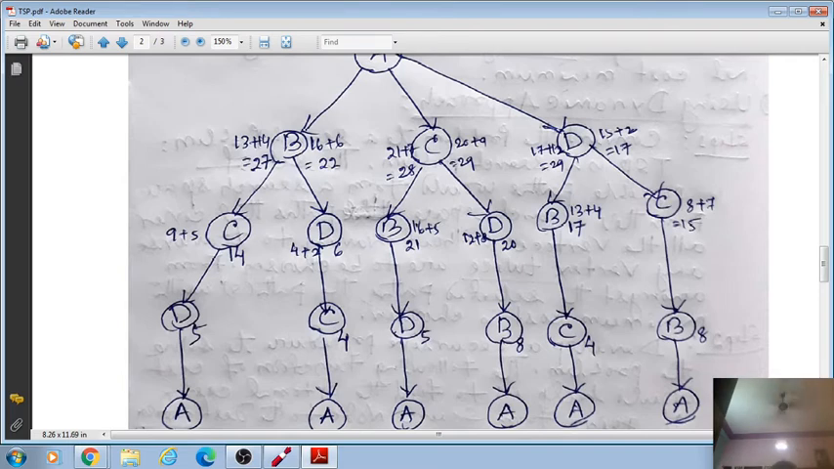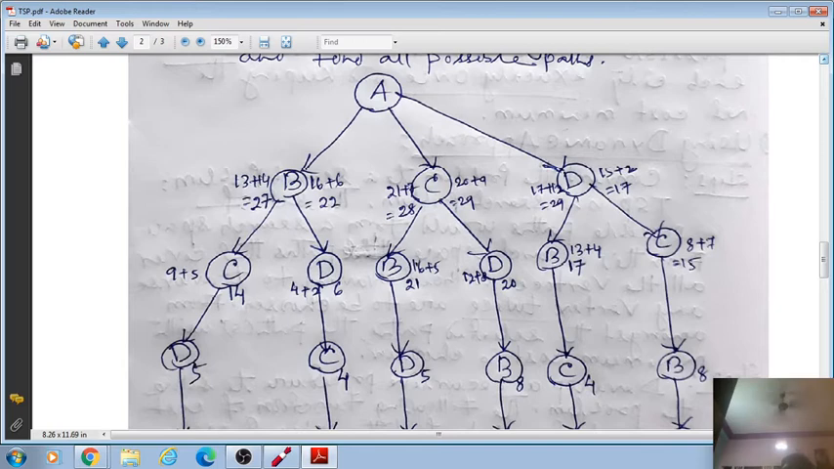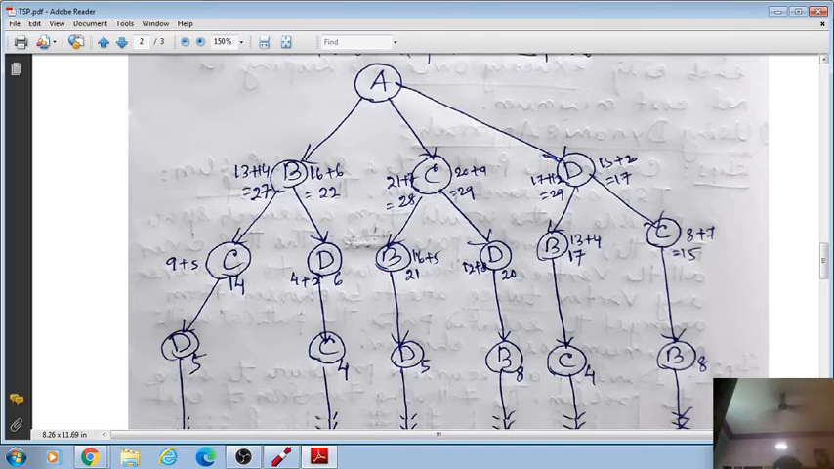Did you understand this path I am discussing, or any doubt? Is anybody not understanding? It is an understandable problem. Okay?